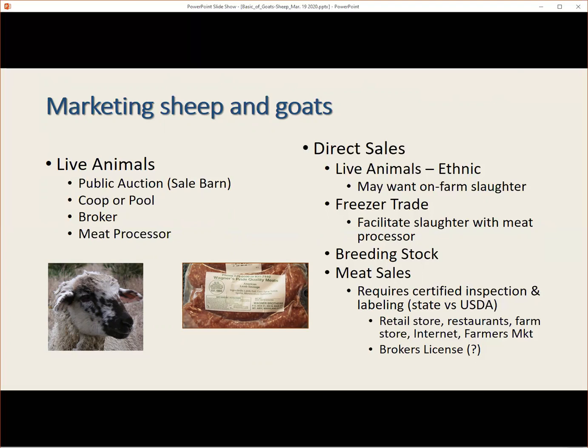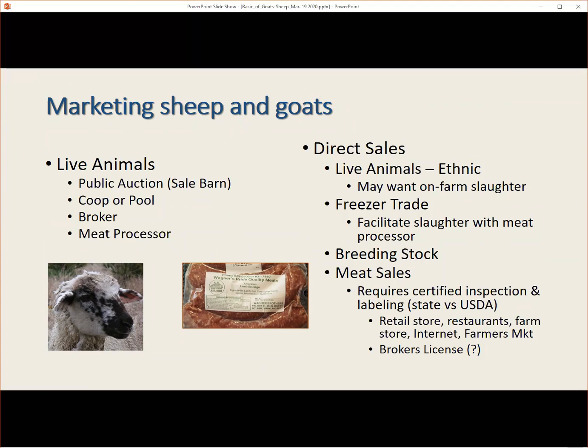Live animals, for the ethnic market, they may want to slaughter on your farm. This is something where you need to take a look at the law. Here in Illinois, the law says that a person may slaughter an animal that they have owned for 30 days. So that gets to be kind of a sticky wicket if you're trying to get around the law.